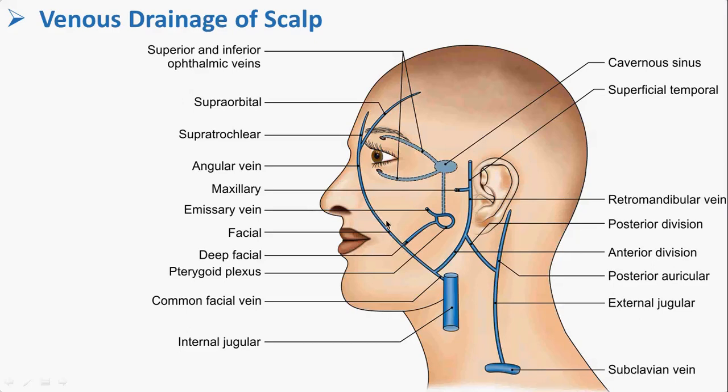Here you can also see the cavernous sinus is indirectly attached. Here there is the superficial temporal vein, this is the maxillary vein, this is the retromandibular vein with its posterior division and anterior division, this is the posterior auricular vein, and this is the external jugular vein. This is the subclavian vein, and this is the internal jugular vein. Likewise, this is the venous drainage of the skull.